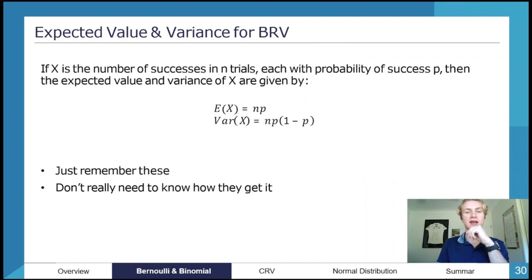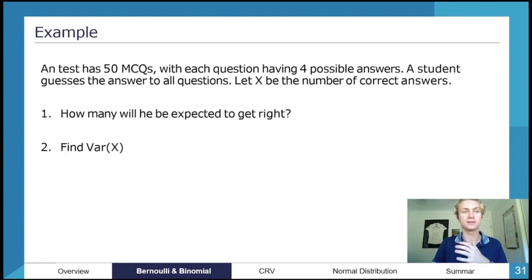Then the variance of x, a little bit more complicated, np times 1 take p. So you just apply them and remember, how do we work out standard deviation? If we were given that variance, how do we work out the standard deviation? We square root it. That's the standard deviation. As I said before, something you do have to have memorized.